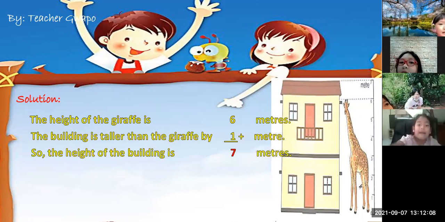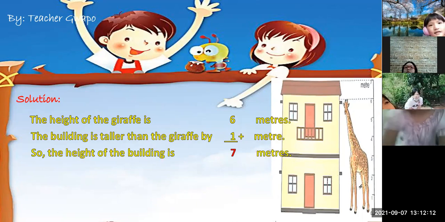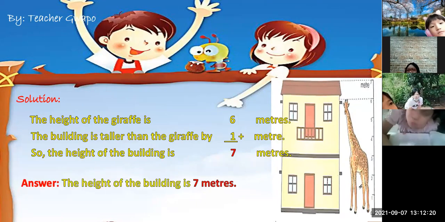It's very easy, right? The height of the giraffe, 6 meters. The building is taller than the giraffe by 1 meter. So the height of the building is 7 meters. So that's the answer. The answer here is the height of the building is 7 meters.